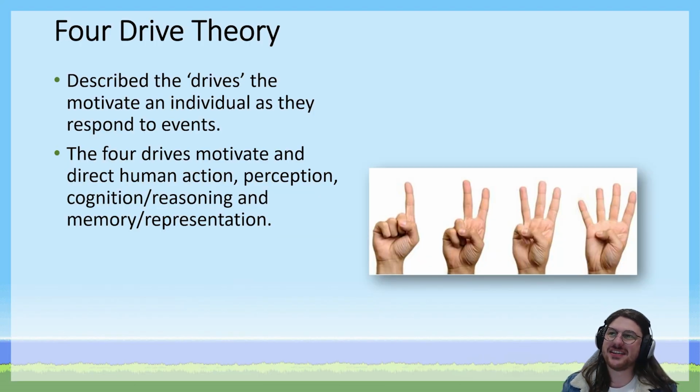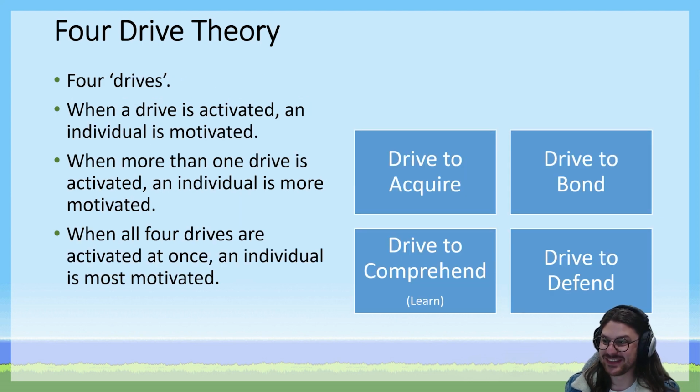Lawrence and Nohria said that each human is motivated by drives, in this case, 4 drives, and that these drives are the cause of the motivation that drives how you behave, how you act, how you perceive things, how you come to form conclusions, how you think about things, and how you remember things. Basically, they were saying that these 4 drives are the root cause of everything that a human experiences and does, which is pretty significant, particularly in a business management context.